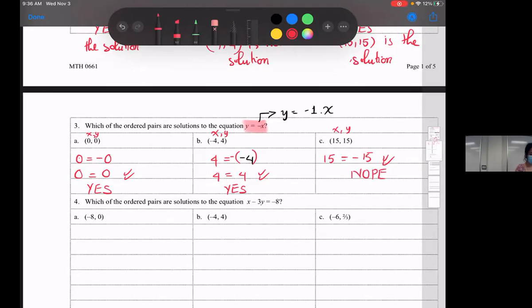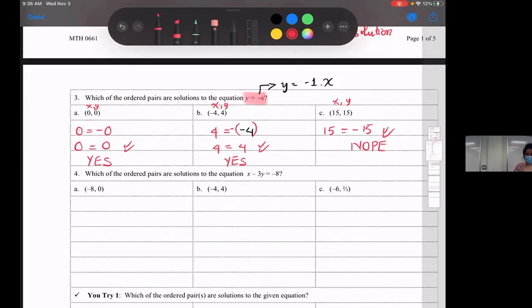You guys do number 4. I'm gonna walk around, see how you do it. Okay. My home audience, I want you to put the answer in the chat for number 4. Just in the order A, B, C. So it's just like yes, no, no, yes, stuff like that. Okay.